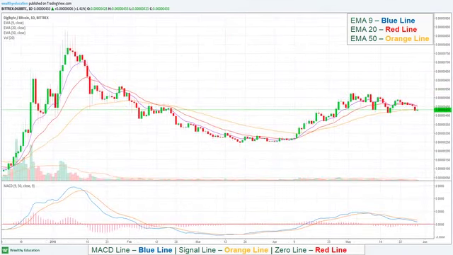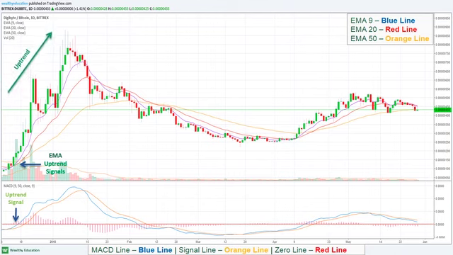Okay, now let's take another example. As you can see on the screen, we had a strong uptrend signal here. The MACD line crossed above the signal line and the zero line, and the EMA 9 crossed above the EMA 20. So in seeing these signals, we could easily predict that the price was going to go up.